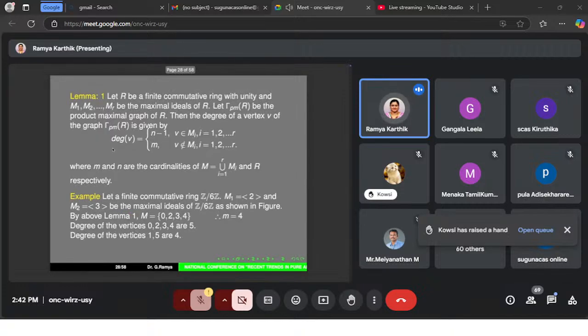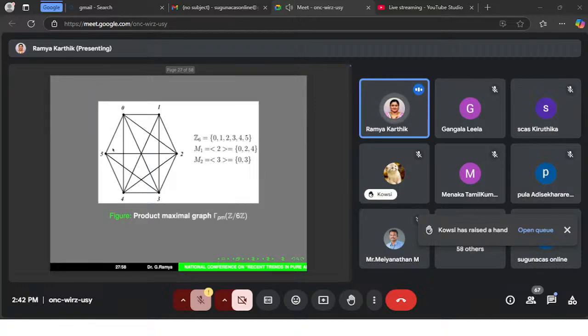Okay, next we will see some basic results of product maximal graphs. The first one is the degree of a vertex. A product maximal graph can be built using the maximal ideals of a finite commutative ring. So I will explain using this graph only.